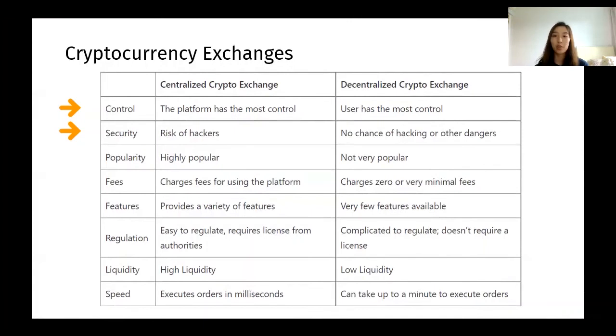A considerable risk of trading with centralized crypto exchanges is hackers. They can hack third parties which use private keys to access all of the funds of the users, and you could lose all of your deposit.